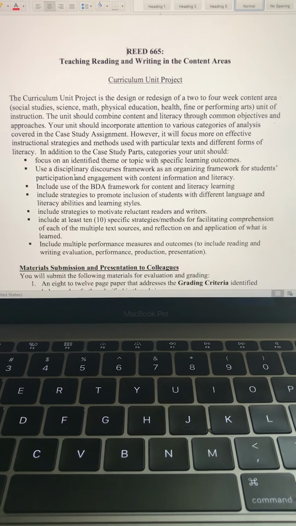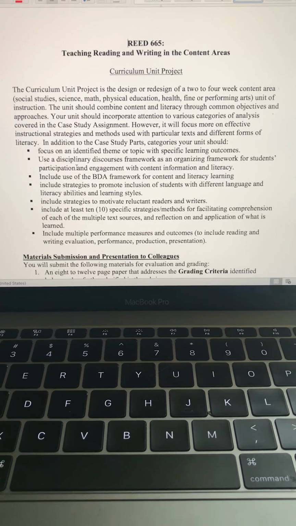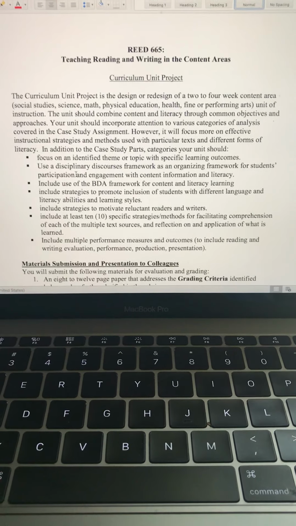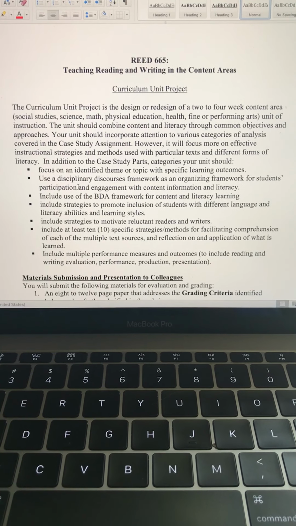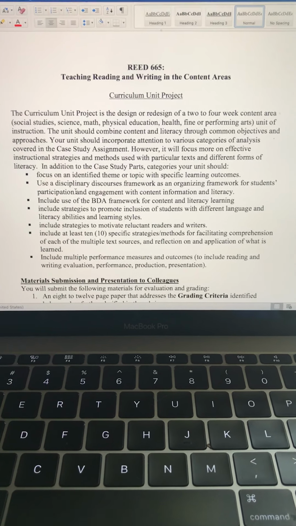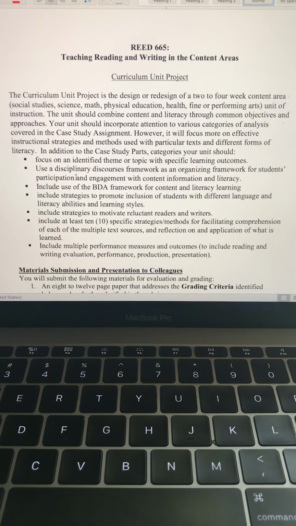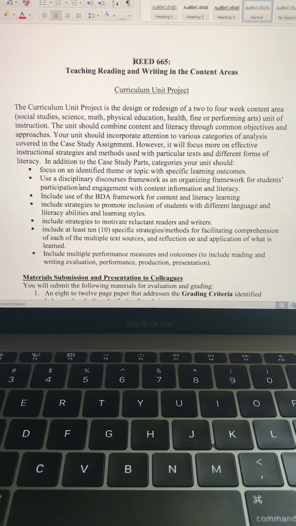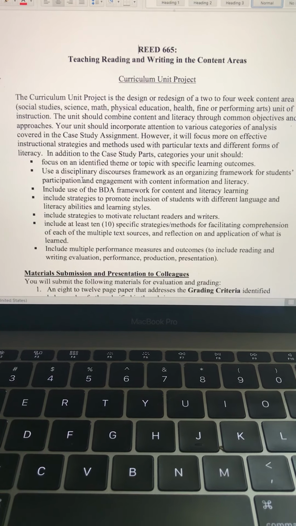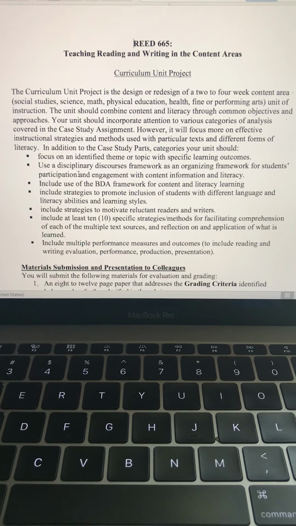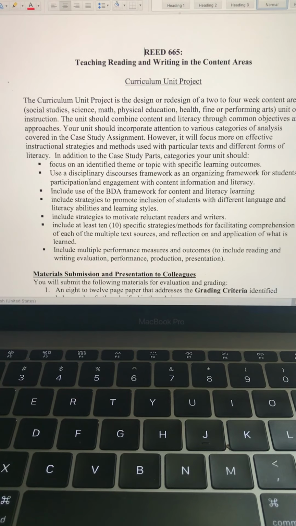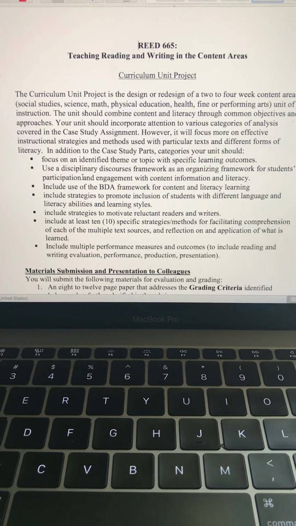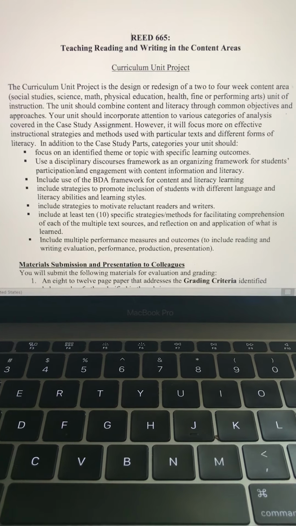The unit should combine content and literacy through common objectives and approaches. Your unit should incorporate attention to various categories of analysis covered in the case study assignment. However, it will focus more on effective instructional strategies and methods used with particular texts and different forms of literacy. So in addition to the case study parts, your unit should include and focus on an identified theme or topic with specific learning outcomes.